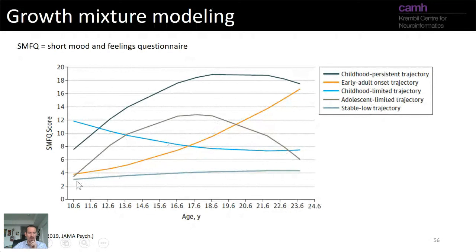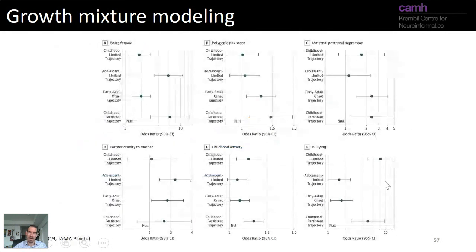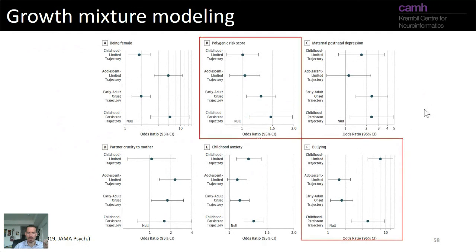Stable low trajectory is a very low response that is stable throughout your transition from childhood to adulthood, right? It's very useful. These now become variables in and of themselves. Your group membership to these groups is something that we can then model, and they did that. So they looked at how different types of variables, being female, having a higher polygenic risk score, having exposures to depression, if your mother was experiencing depression postnatally, how these types of exposures influence your membership to one of these trajectories.